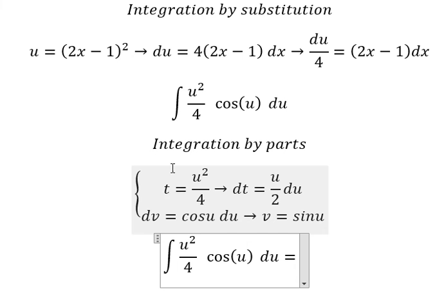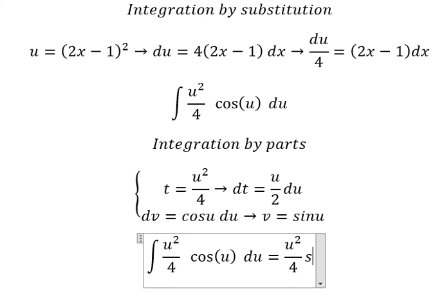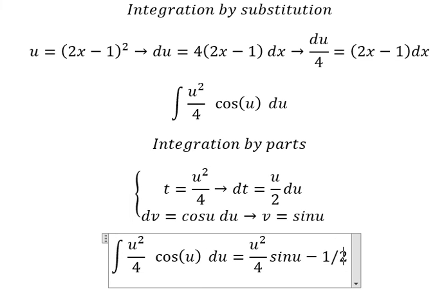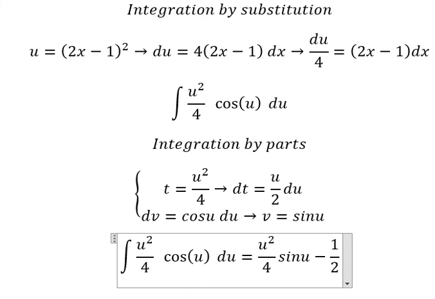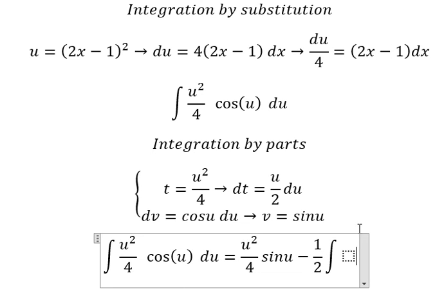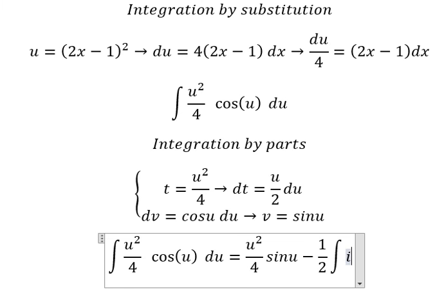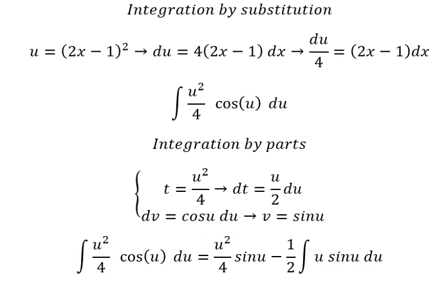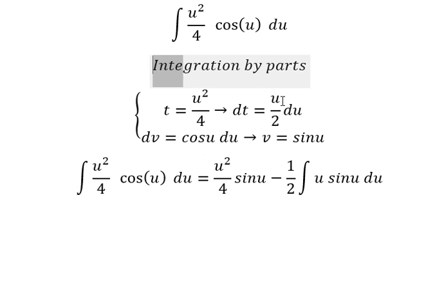So we have t multiplied by v, minus we have dt multiplied by v. And now we have the integration of u sine u. Now we can use integration by parts again.